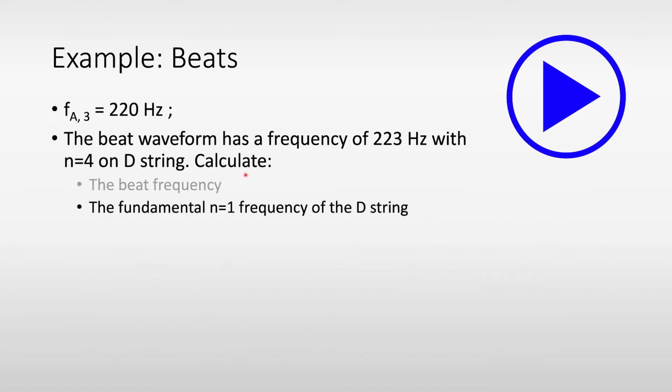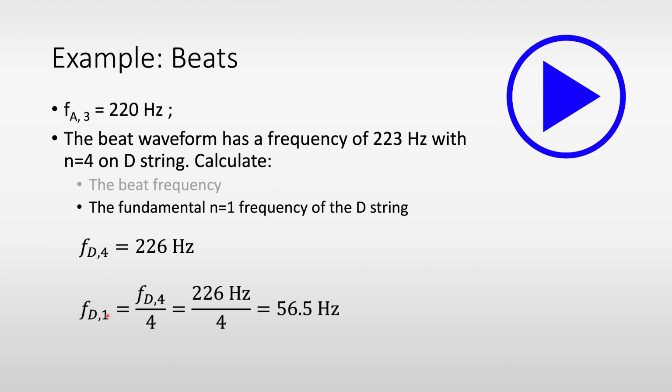Let's now think of what the fundamental frequency of the D string is. Remember, we calculated that the fourth harmonic of the D string is at 226 Hz, and we're working in a situation where there's a standing wave. That standing wave, remember, has a first, second, third harmonic, and the frequency of the harmonic scales with the number of the harmonic. So to find the first harmonic frequency, we divide the fourth harmonic frequency by 4. 226 over 4 gives us a fundamental frequency of 56.5 Hz.